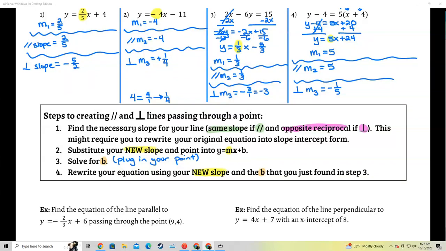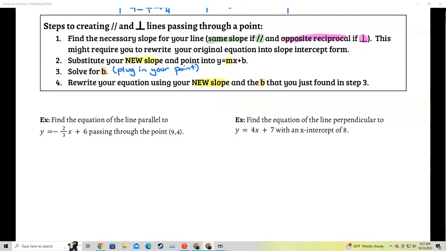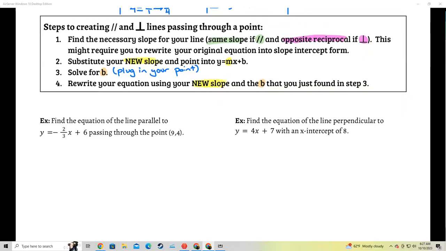All right, I know that seems like a lot, but honestly, once you understand the groove, you go, oh, okay, that's really not too bad. All right. So let's look at the first one. It says find the equation of the line parallel to y equals negative 2/3 x plus 6, and I want it passing through the point 9 comma 4.